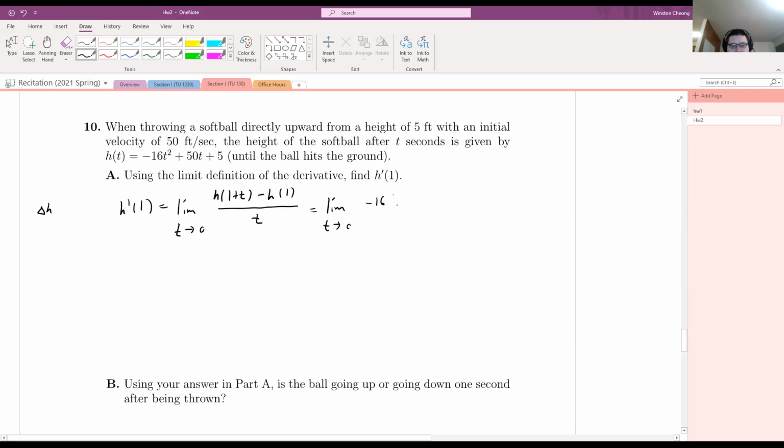You get minus 16 times 1 plus t quantity squared, plus 50 times 1 plus t, plus 5, minus, and then I'm just going to plug 1 into this function. So minus 16 plus 50 plus 5. And again, I expect pretty much all of those terms to cancel. And this is all over t.